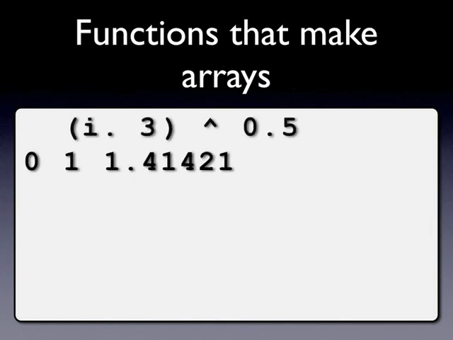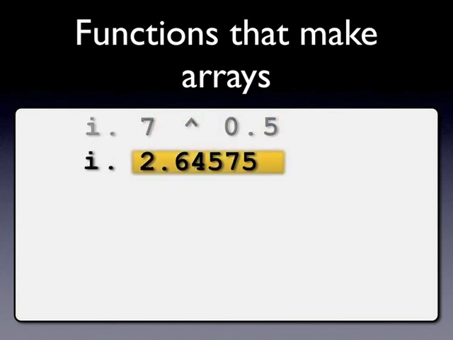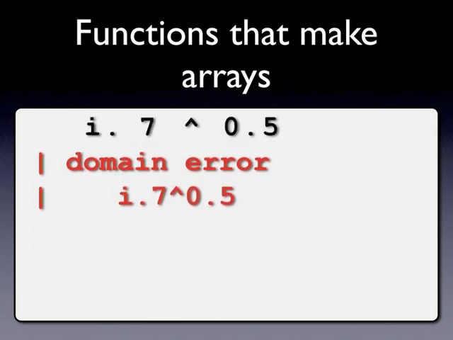Notice that the brackets are used here to ensure the list is created before the root calculation is done. Without the brackets, J would first take the square root of 7, 2.64575, which would result in a domain error since integers expects an integer argument.